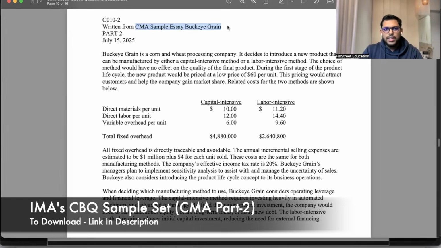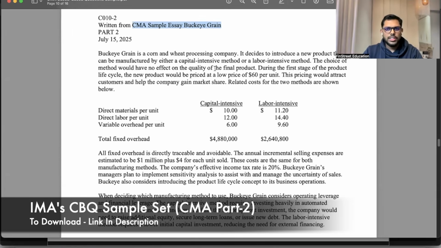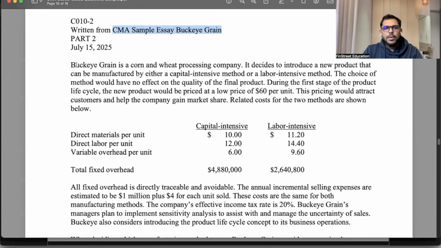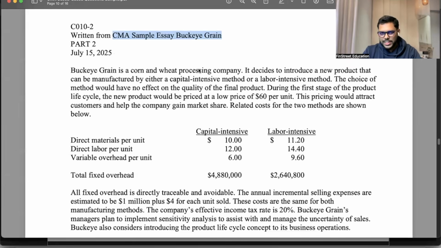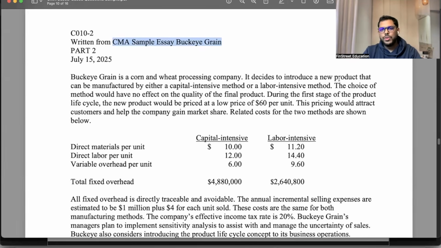It's a CMA sample. It's a Buckeye Grain. I think Buckeye Grain company का नाम. So let's start with the overall case study. Buckeye Grain is a corn and wheat processing company. It decides to introduce a new product that can be manufactured by either a capital intensive method or labor intensive method. Now to give you a very short breakdown, इसका meaning क्या है?